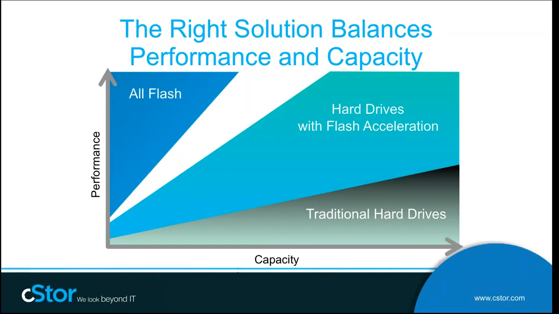But if you stay all the way to the left, that's where the all-flash is. You can get some capacity out of it, but it's really geared towards performance. Now we still have that white area in between, which we're going to call the area of contention, I believe, when the slide builds.